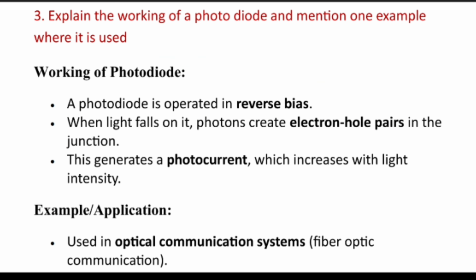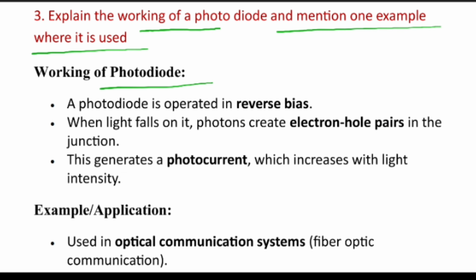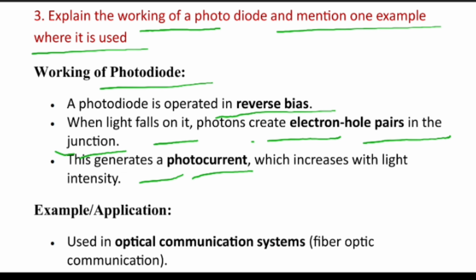Next question is explain working of photodiode and mention one example where it is used. So working of photodiode: the photodiode is operated based on reverse bias. When light falls on it, the photons create electron-hole pairs in the junction. This generates photocurrent, which increases with the light intensity. This is the working principle of the photodiode.